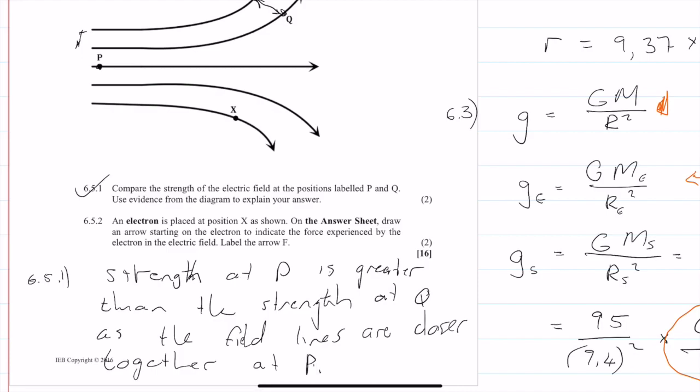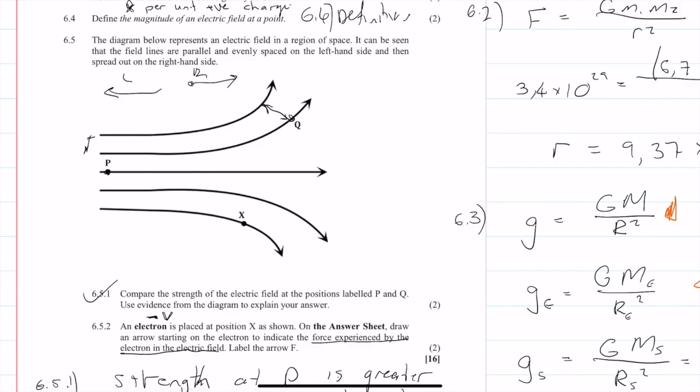An electron, this is a negative charge, is placed at position X, as shown. On the diagram, draw an arrow starting on the electron to indicate the force experienced by the electron in the electric field. So before, remember, we said that this electric field is defined in the direction that a positive point charge would move. But now we've got a negative point charge.